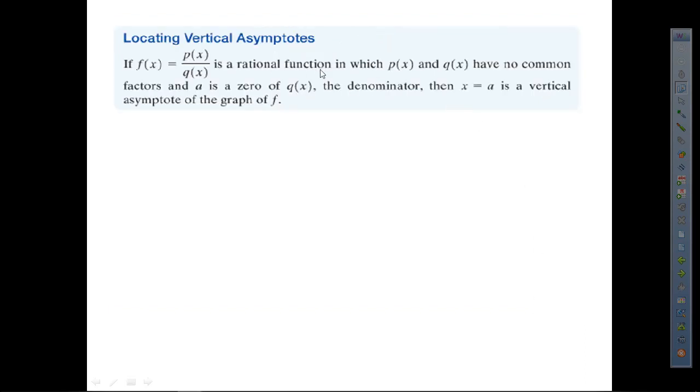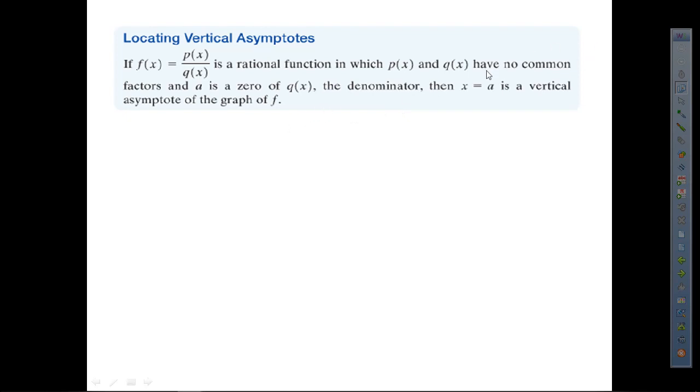Now, to locate a vertical asymptote, if you have your rational function f of x equal to p of x over q of x, and it's a rational function in which p of x and q of x have no common factors, that means you're going to factor the top, factor the bottom, and cancel out any factors that are common top and bottom. You have to. And if a is a 0 of q of x, the denominator, then x equals a is a vertical asymptote of the graph of f.